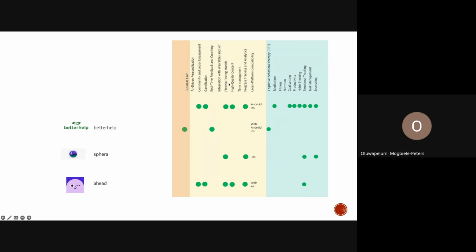So I started listing all these products one after the other. Which one has which? Okay, Better Help. It has a business EAP. It doesn't have AI-driven personalization. It doesn't have community and social engagement. It doesn't have gamification. It has real-time feedback; you can connect to a coach. What platforms are they on? Web, Android, and iOS. It has cognitive behavioral therapy. So what this shows me is each product's strengths, or the sections of L&D they decide to play in.